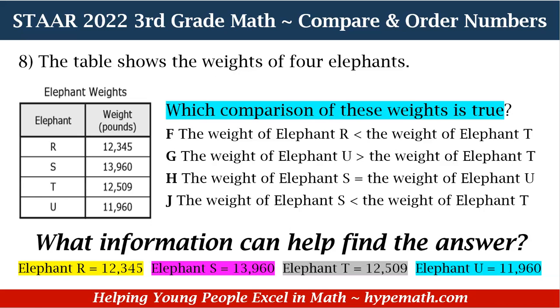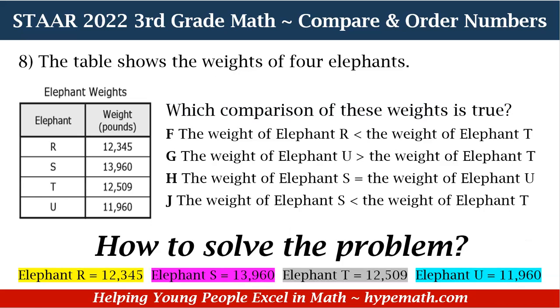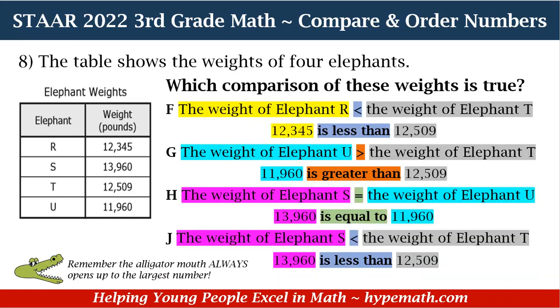Now that we have that, how are we going to solve the problem? In order for us to solve the problem, what we're going to do is show the elephant, its weight, and also put the inequality sign so we can figure out what is true. And it is color-coded for you to follow along. So let's start with our answer choice F. It says the weight of elephant R is less than the weight of elephant T.